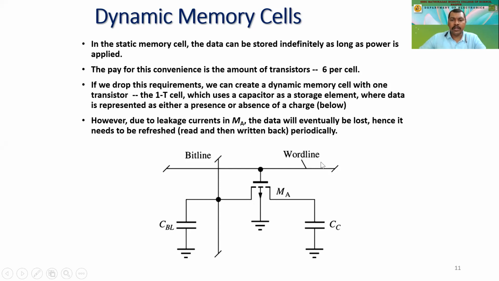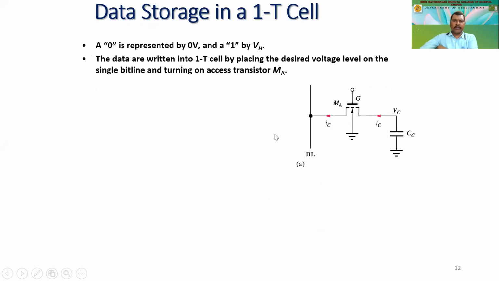And this is the bit line, whereas this is the word line, and the charging and discharging of a capacitor is over there. This is how we are expecting to write the data in the 1T cell, that is the dynamic RAM. Let us say a 0 is represented by 0 volt and a 1 by VH, right? The data are written into the 1T cell by placing the desired voltage level on the single bit line and turning on the access transistor, that is MA. So we are transferring the data on this bit line only.